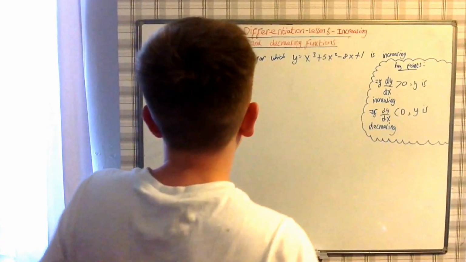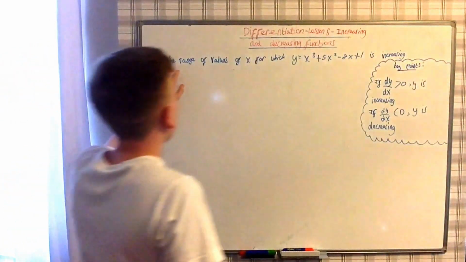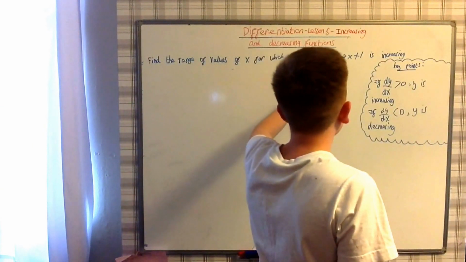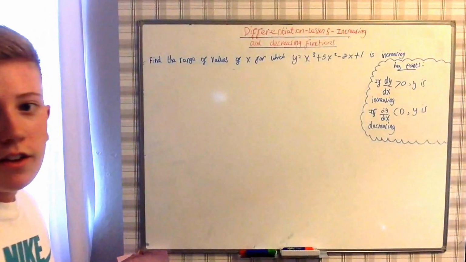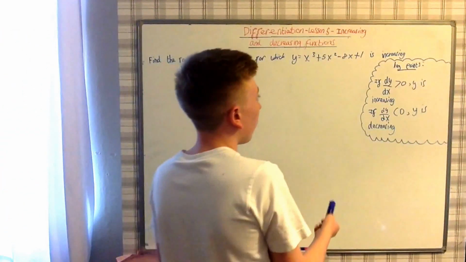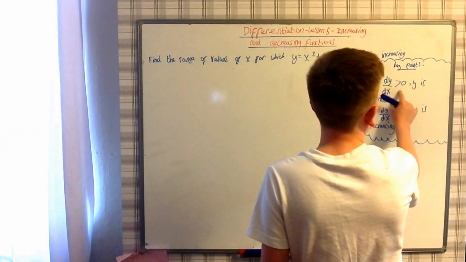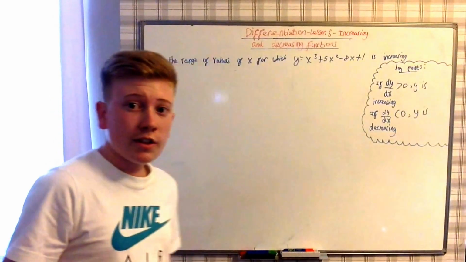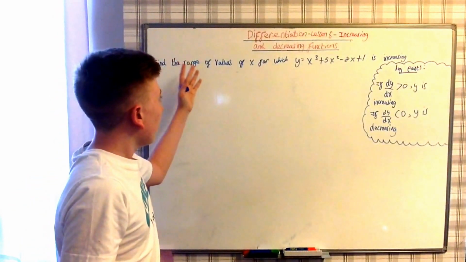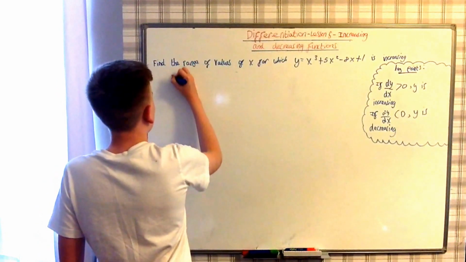So, the question we have here: find the range of values of x for which y equals x cubed plus 5x squared minus 8x plus 1 is increasing. So the first thing to look at is the key point. So we know that dy divided by dx has to be greater than 0. So the first thing to do is to find the first derivative.